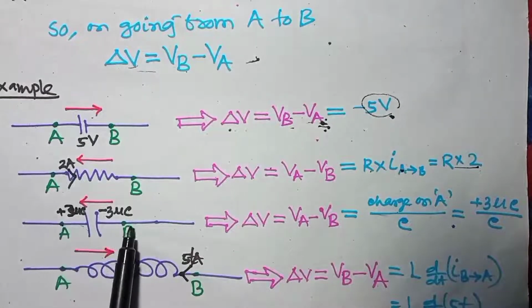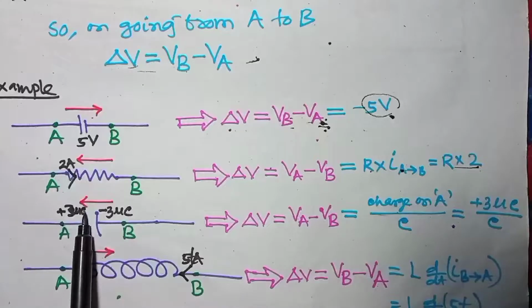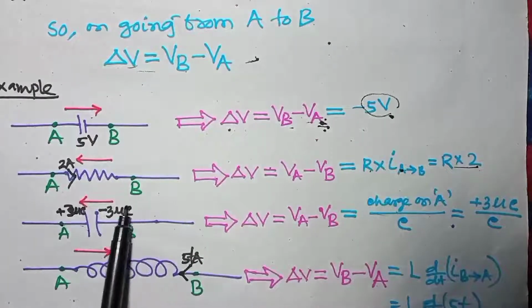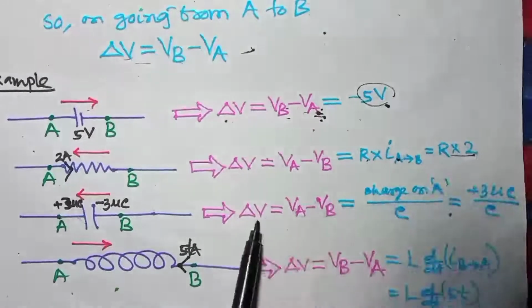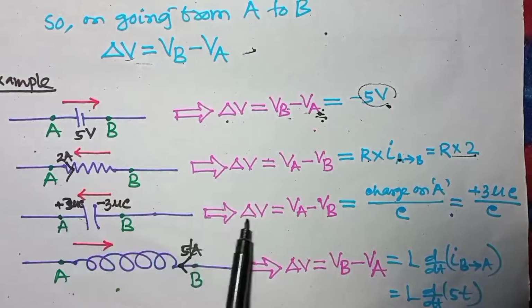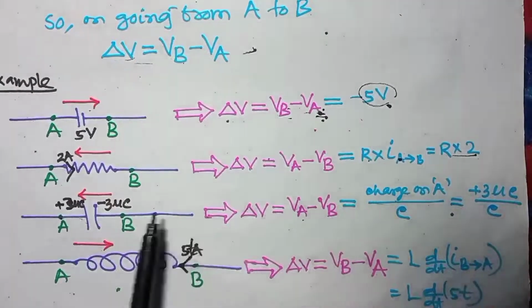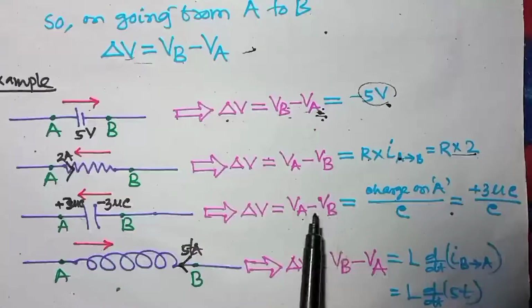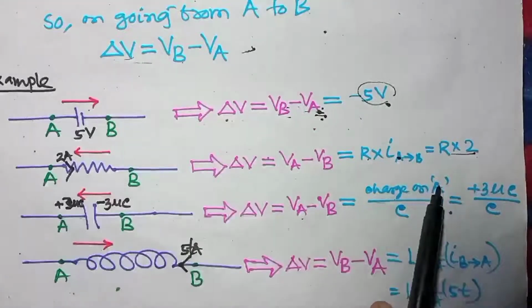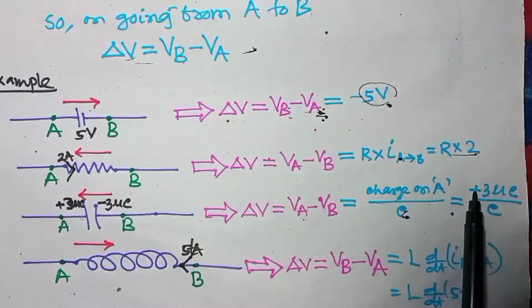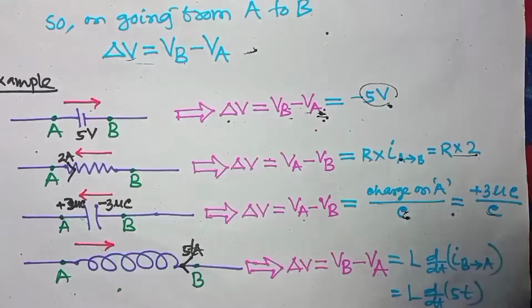Here it is a capacitance. This is the terminal A, this is terminal B, and this plate has a charge of plus 3 microcoulomb and this plate has a charge of minus 3 microcoulomb, and we are moving in this direction. So del V will be VA minus VB, because we are moving from B to A. And for the capacitor, VA minus VB is equal to charge on the plate A upon the capacitance, and charge on the plate A is plus 3 microcoulomb upon the capacitance.